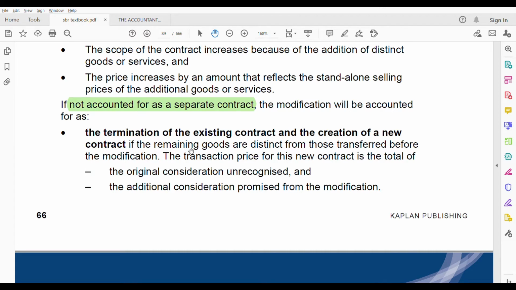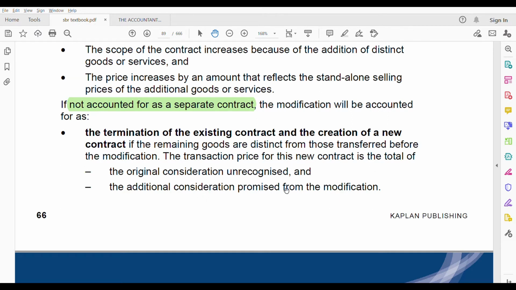This applies if the remaining goods are distinct from those transferred before the modification. In that case, the existing contract terminates and a new contract starts. They are not two separate contracts, it is one contract. What happened is the old one now existed, and now we are going to go by the new contract. So the transaction price of this new contract is the total of the original consideration unrecognized and the additional consideration promised from the modification.